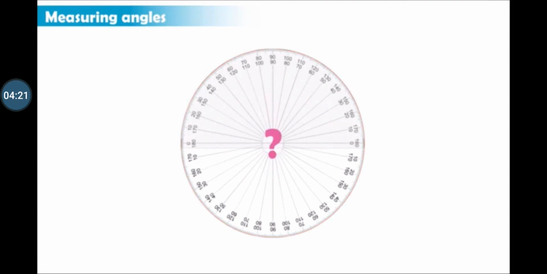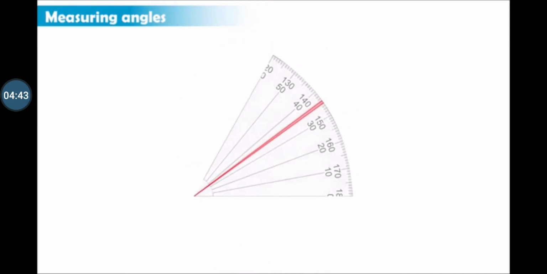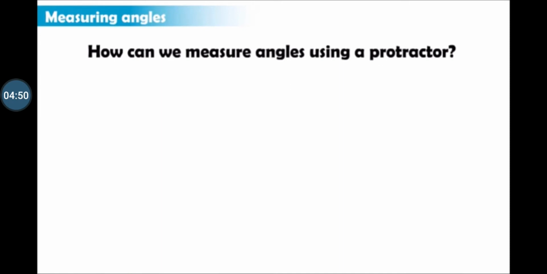How many equal parts are there? We have 180 here, and 180 here, making the total of 360 equal parts. So each part represents 1 degree. Now, how can we find the number of degrees by using a protractor?